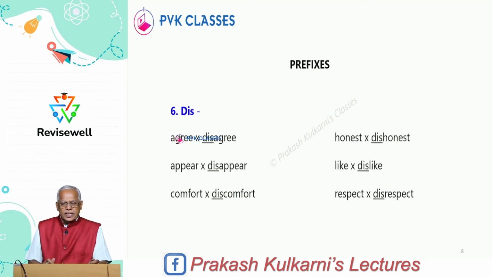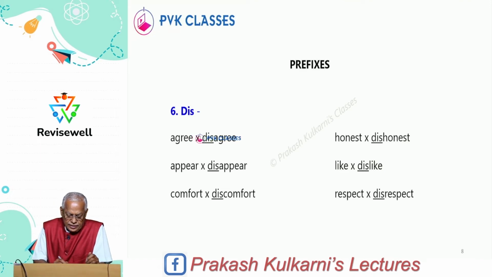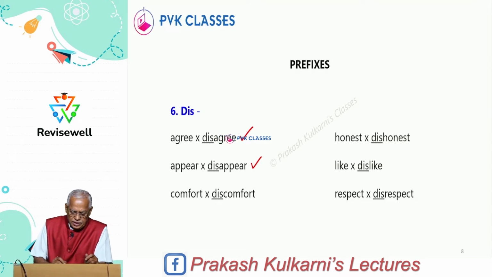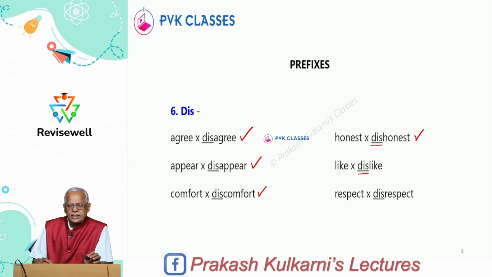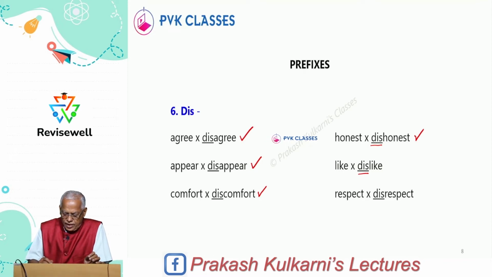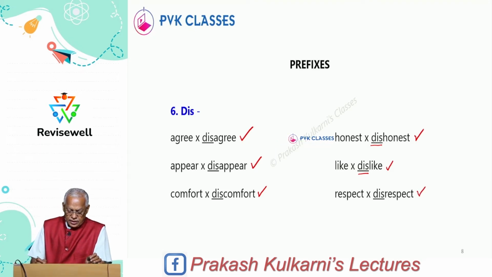The next one is dis. Again the meaning is not. Agree, disagree means not agree. Appear, disappear. Appear means visible, kaanu. Disappear, kaanaderu. Comfort, discomfort. Honest, dishonest. Please remember, dis is already written here, underlined. Like, istapadu. Dislike, istapadodilla, not like. Respect, disrespect. Advantage, disadvantage. So there are so many words in the English language.